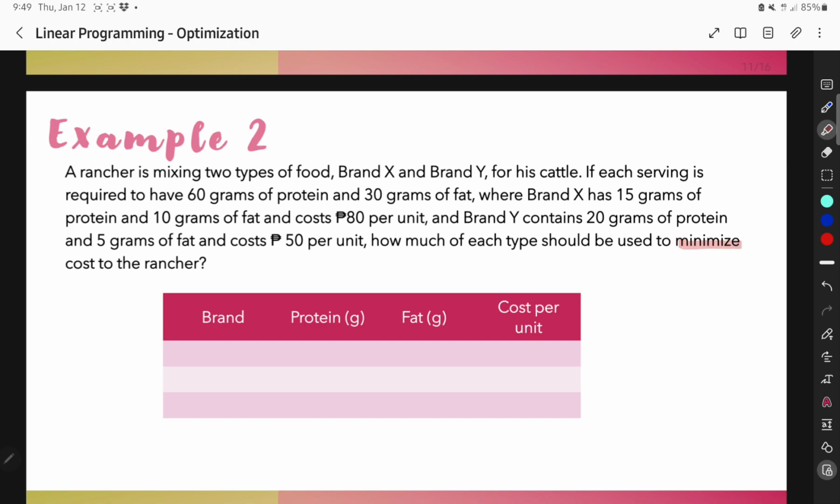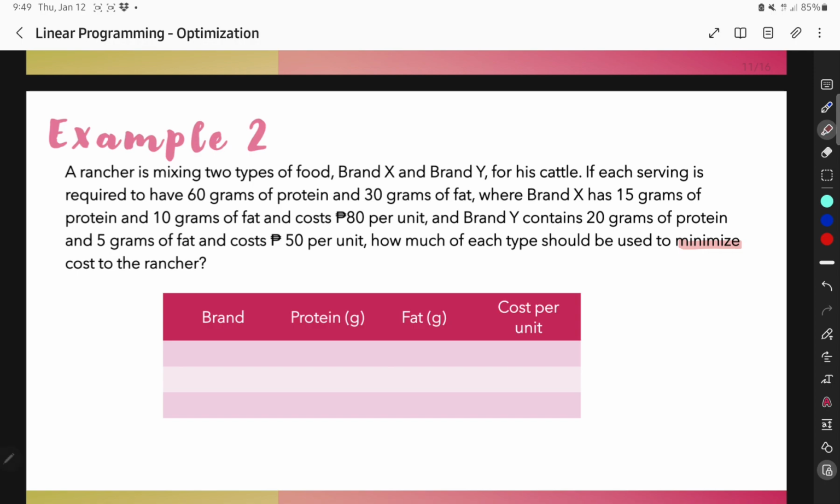Okay, so this is to minimize. A rancher is mixing 2 types of food, brand X and brand Y, for his cattle. If each serving is required to have 60 grams of protein and 30 grams of fat, where brand X has 15 grams of protein and 10 grams of fat that cost 80 pesos per unit, and brand Y contains 20 grams of protein, 5 grams of fat, then cost 50 pesos per unit. How much of each type should be used to minimize cost to the rancher?